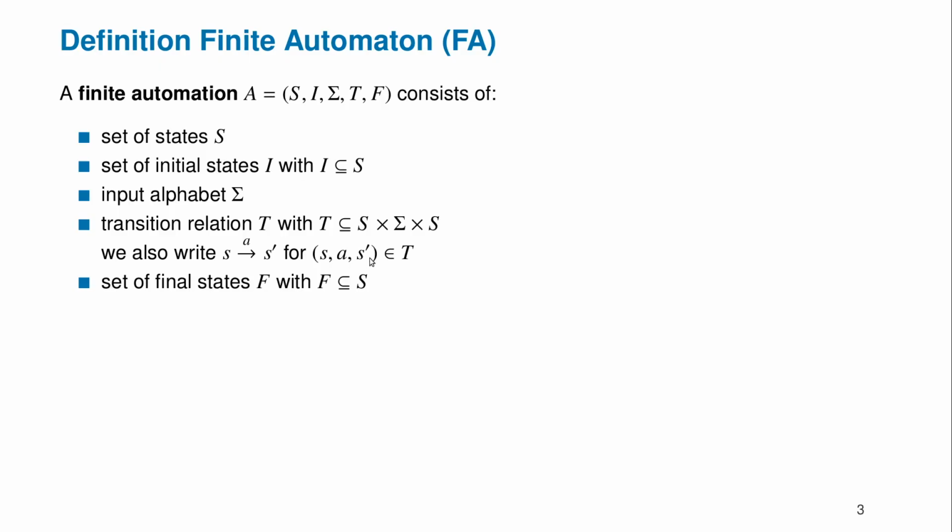We can write it as a triple, as we have it here. S prime is an element of the transition relation. But alternatively, we also write it with a small arrow. So we write on the left the source state, then we write an arrow with the symbol above, and on the right we write the target state. Those two notations are equivalent, and it doesn't matter which one of them you use.